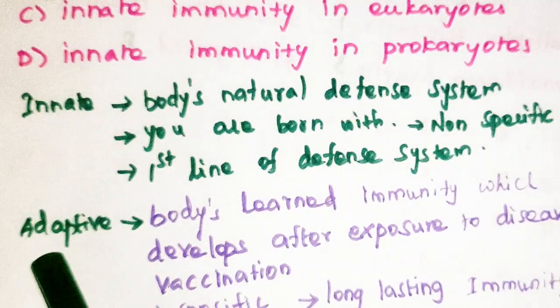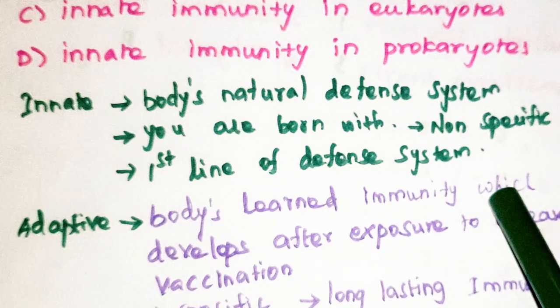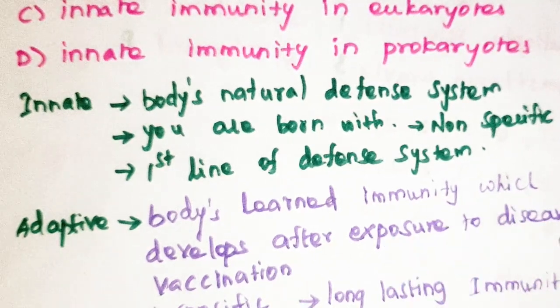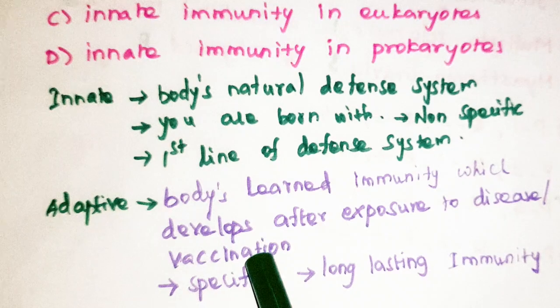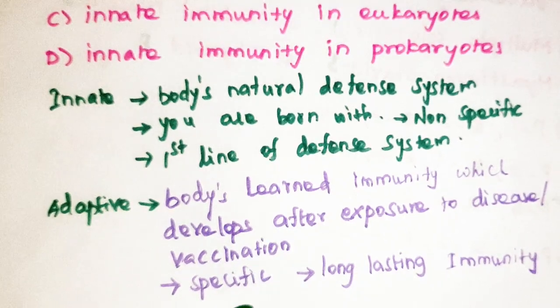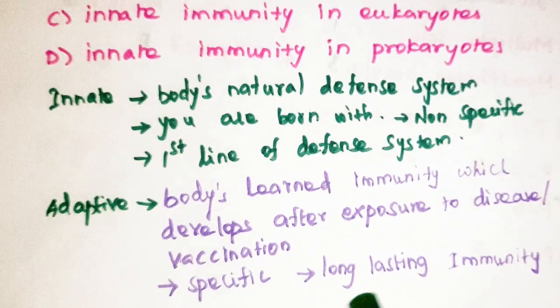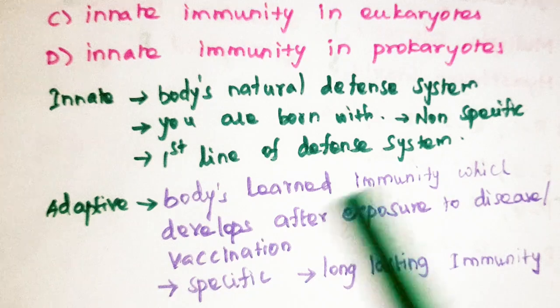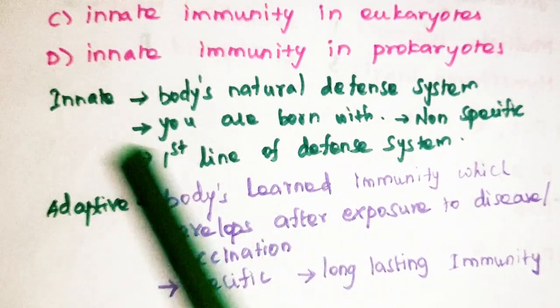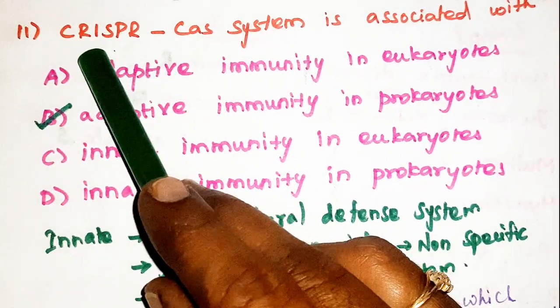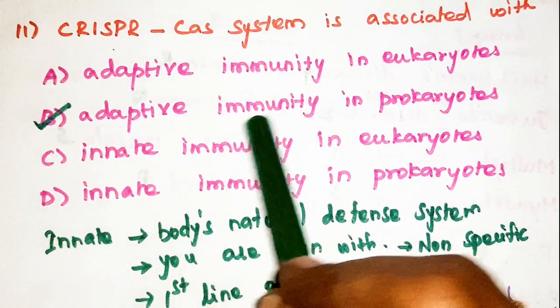Next, adaptive immunity is the body's learned immunity. This immunity develops after exposure to a particular disease, or you may get it through vaccination. It is very specific to a particular pathogen and it provides long lasting immunity. This is the difference between innate and adaptive immunity. Now let's see how the CRISPR-Cas system is associated with adaptive immunity in prokaryotes.